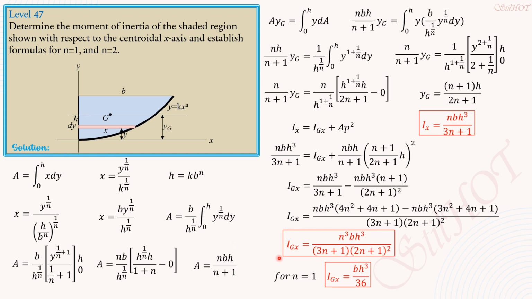Then when n is 2, 2 cubed is 8. 3 times 2, 6 plus 1, 7. This is 5 square, so 25 times 7, 175. So I_gx when n is 2 is 8bh cubed over 175. And some authors have this formula for the centroidal moment of inertia through the centroidal x-axis when n is 2.